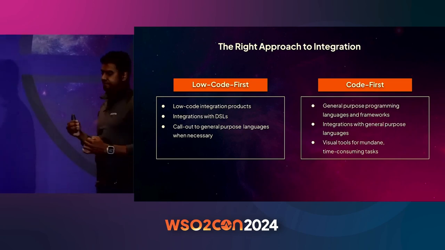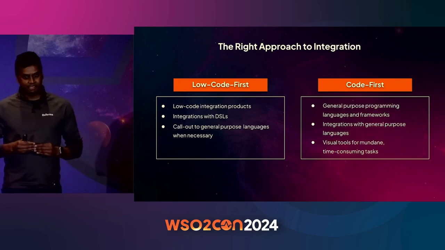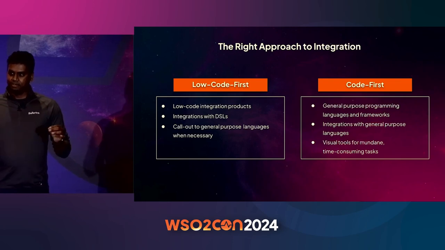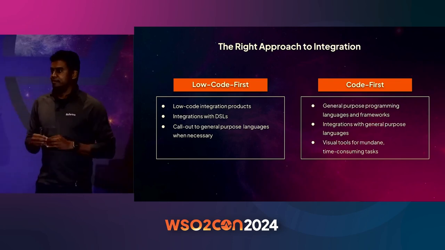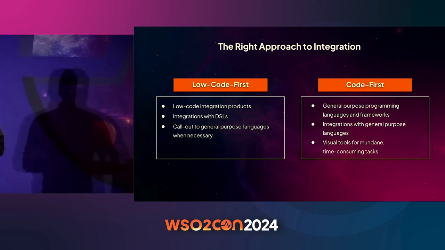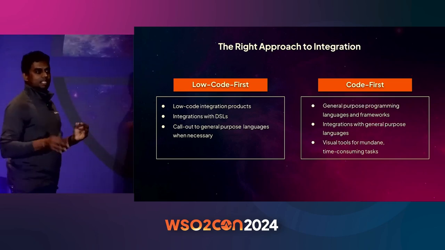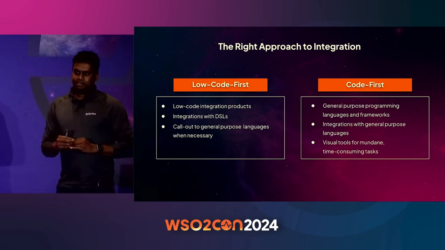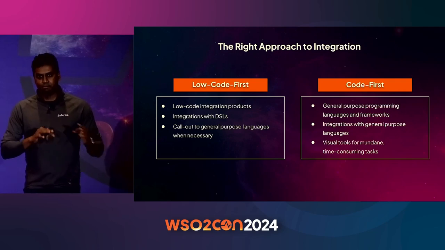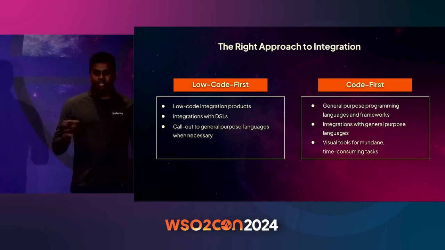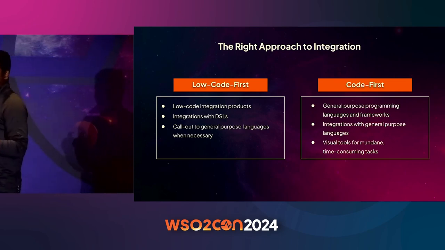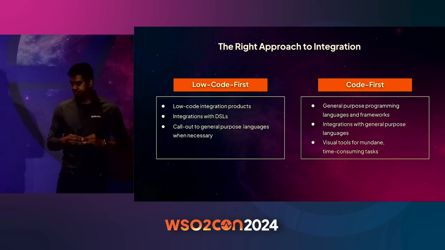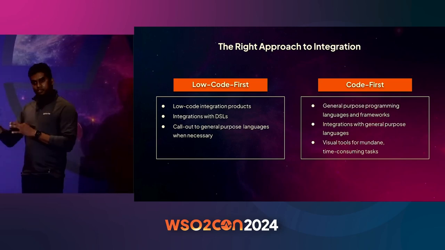In an integration, you have general purpose languages. In the case of MI, you drag a Java mediator and write some Java code. So that's what I mean by low-code first integration, where you start from low code and then drill down to code. Then the next one is code first. What we are saying is both these approaches are correct. Low code first is very common. There are a lot of products and technologies.